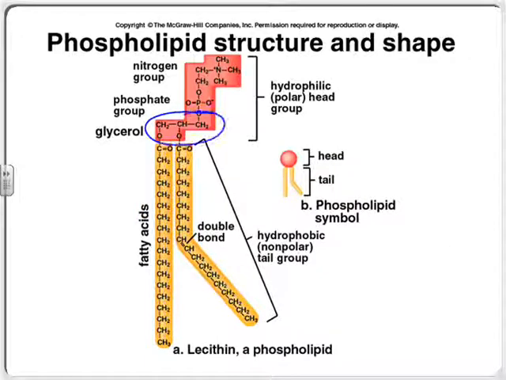A fat is built around this thing in the middle. It's called glycerol. It's 3 carbons with some hydrogens and oxygens. In chemistry, when you have a chemical whose name ends in OL, it's got an OH, it's an alcohol. So this glycerol, just this circled part, is an alcohol.